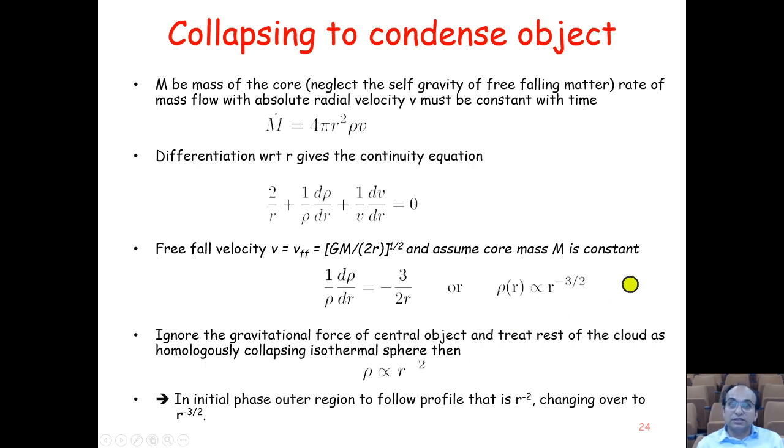What I mean to say is this: ignoring the gravitational force of the central object and treating the rest of the cloud as homologously collapsing, the outer isothermal sphere follows rho proportional to r to the power minus 2. That means in the initial phase the outer region follows r to the power minus 2, changing over to r to the power minus 3 by 2 as the density increases. This is how the density varies in the initial and later stages, from r to the power minus 2 to r to the power minus 3 by 2.